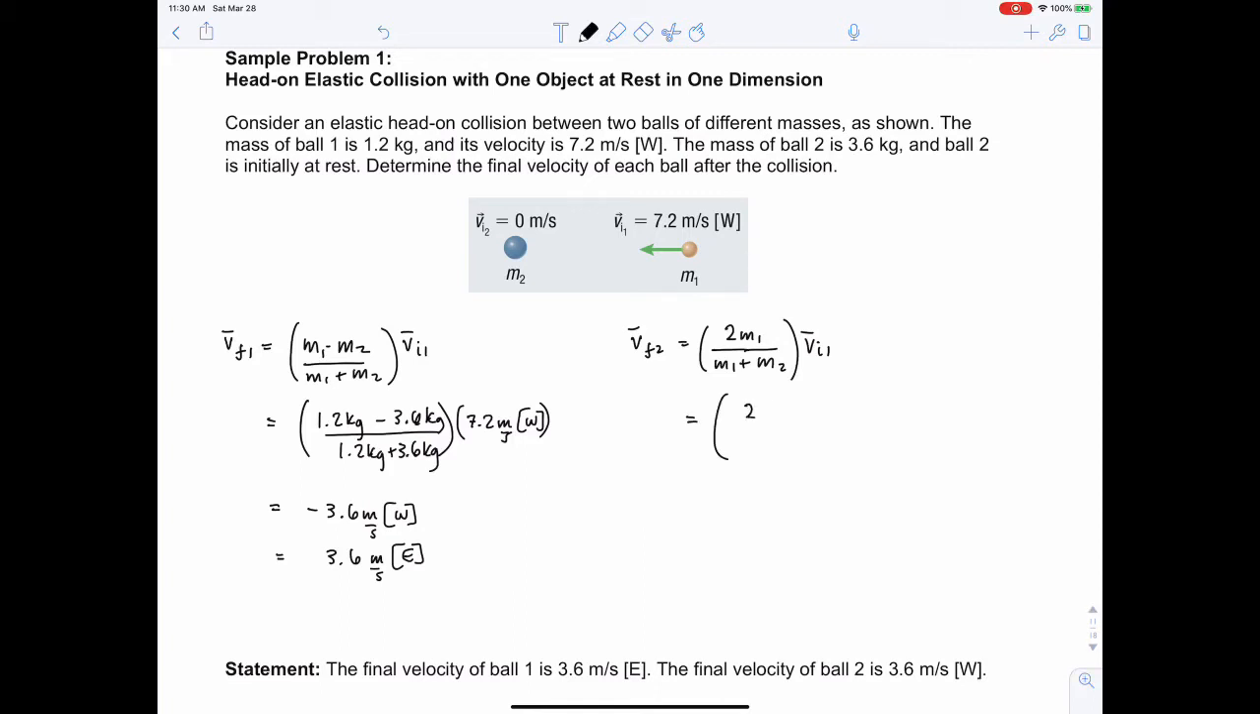Let's do the same for the final velocity of object number 2. It's equal to 2 times mass number 1, 1.2 kilograms, divided by 1.2 kilograms plus 3.6 kilograms, multiplying this by the initial velocity of object number 1, 7.2 meters per second west. Punch this all into your calculator, and you should get 3.6 meters per second west. Therefore, the final velocity of object number 1 is 3.6 meters per second east, and object 2 is 3.6 meters per second west. Very good.